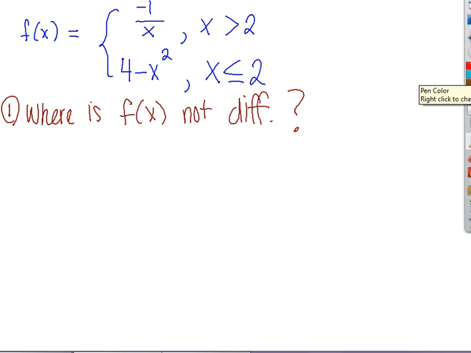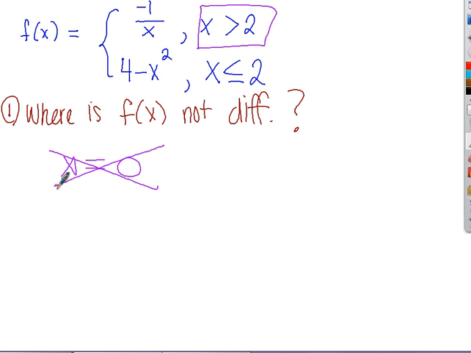And what most of you will forget to do is check the pieces. Where is the top piece not differentiable? What happens at x equal to 0? It's undefined, right? But this says we only use it for x greater than 2. So will x equal to 0 matter? No. So you get to cross that off the list.